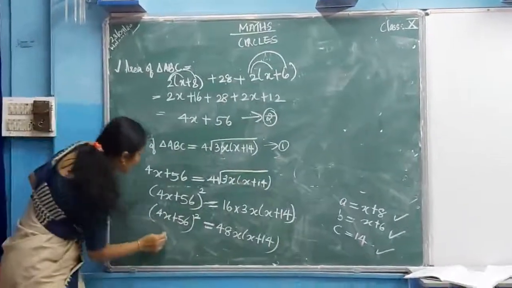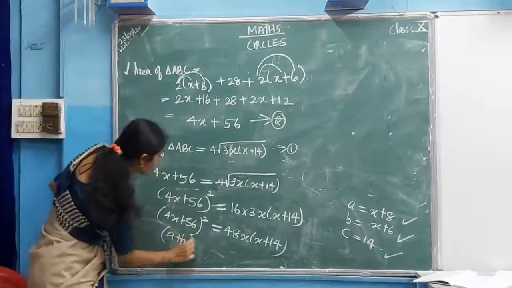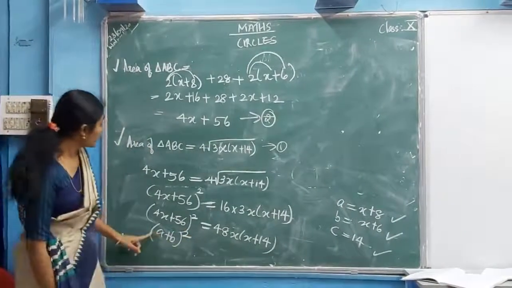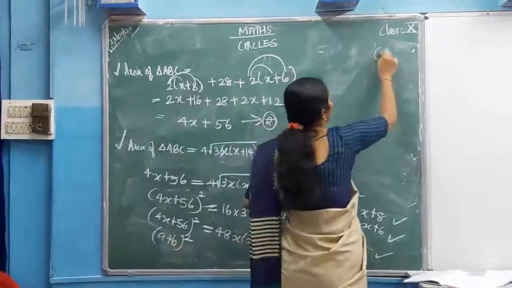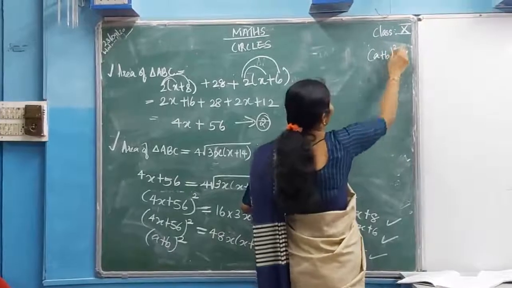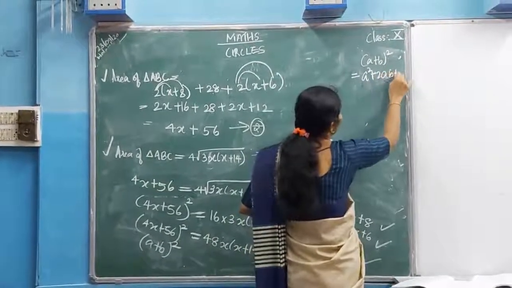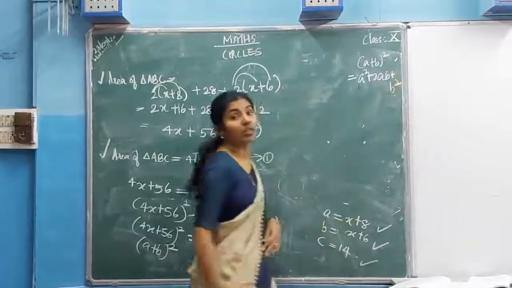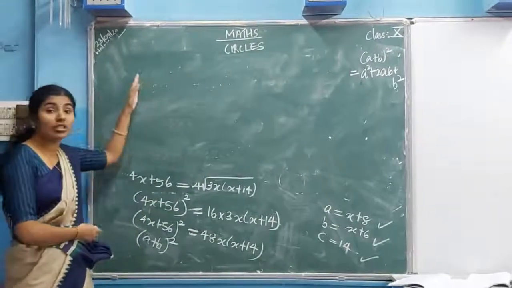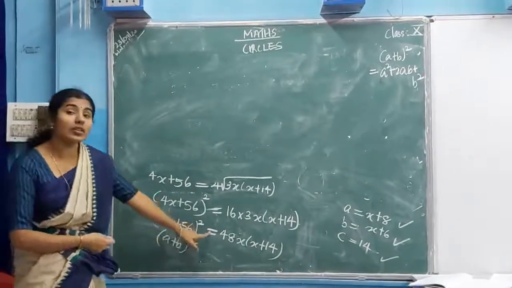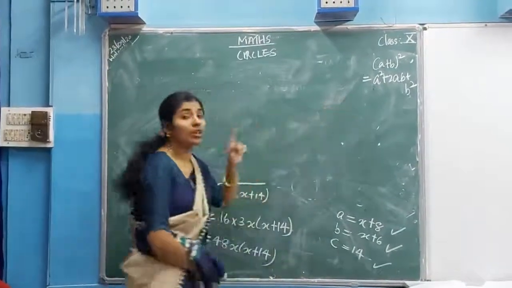The form of this is in the form of (a plus b) whole square, isn't it? This is in the form of (a plus b) whole square. So when you are applying the identity, what will you get? (a plus b) whole square equal to a square plus 2ab plus b square. So you should apply this identity. Continue here. (4x plus 56) whole square is in the form of (a plus b) whole square.